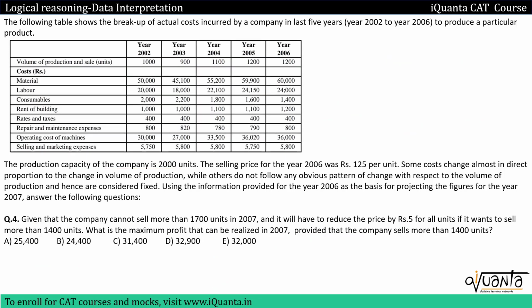Let's solve the last one now. Given that the company cannot sell more than 1700 units in 2007, and it will have to reduce the price by rupees 5 for all units if it wants to sell more than 1400 units. What is the maximum profit that can be realized in 2007 provided that the company sells more than 1400 units? So the company has to sell more than 1400 units, hence it will have to reduce the price by rupees 5. So SP now will become 120, right? Earlier it was 125. If we reduce it by 5, now it would become 120 per unit.